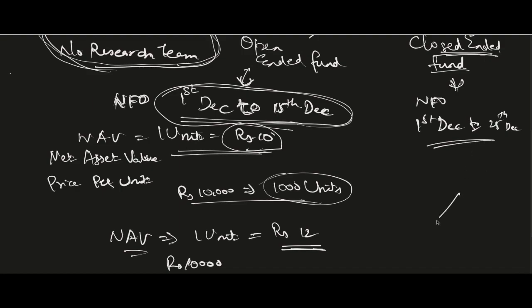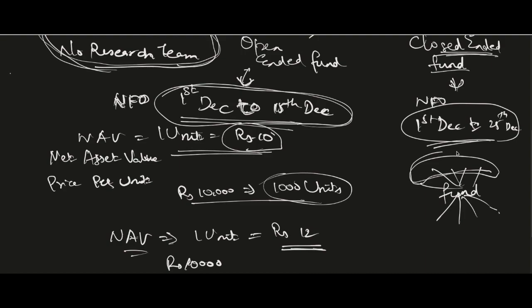Here this fund pools money from the investors, and this closed-ended fund will invest into various securities, and you cannot invest in it once the new fund offer gets closed. Then at the time of maturity, they will sell all these securities and repay it back to the investors. That's how a closed-ended fund operates.